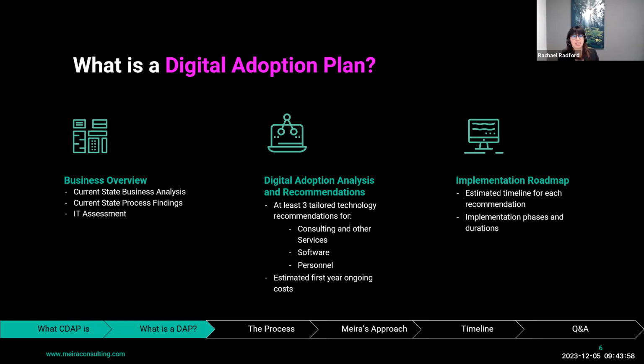So we do that assessment, and that's the first part of a digital adoption plan that we go through with you as the client. The second part that's in that final deliverable is the analysis and recommendations.